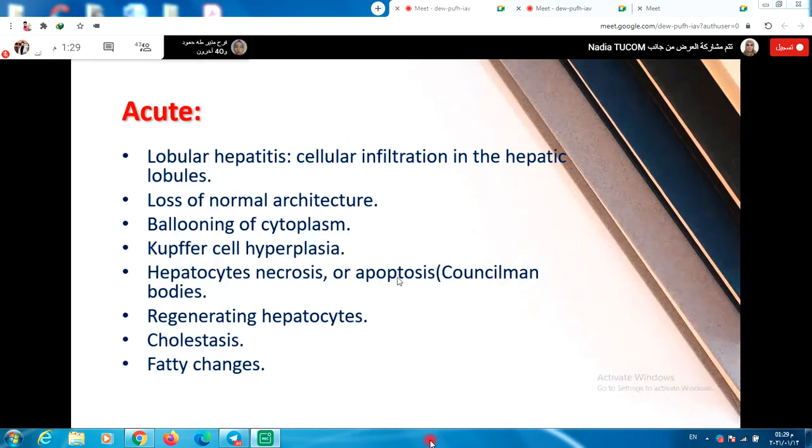or called Councilman bodies, and foci of regenerating hepatocytes after hepatocellular damage, cholestasis, that are plaques or a collection or aggregates of biliary secretions in between the cells and within the cytoplasm of the cells, and fatty change or hepatic steatosis, whether microvesicular or macrovesicular.